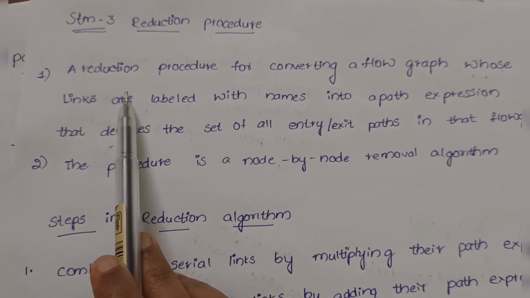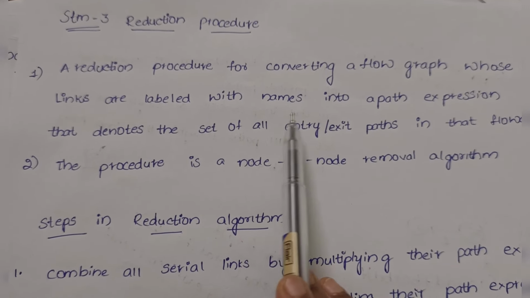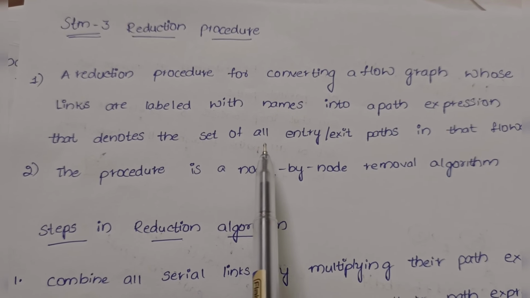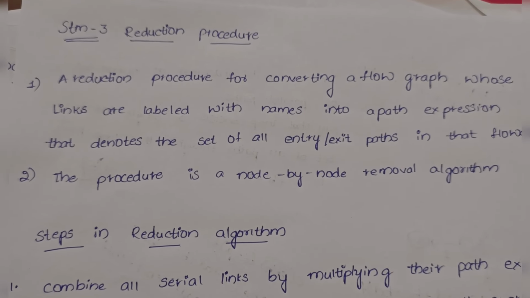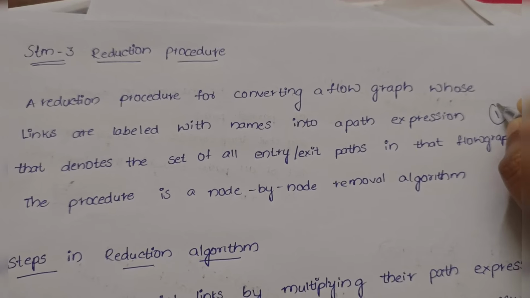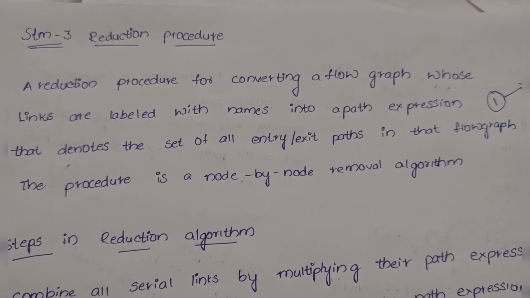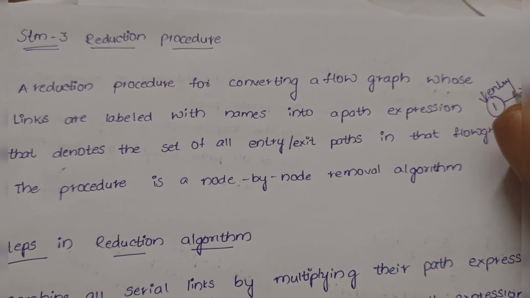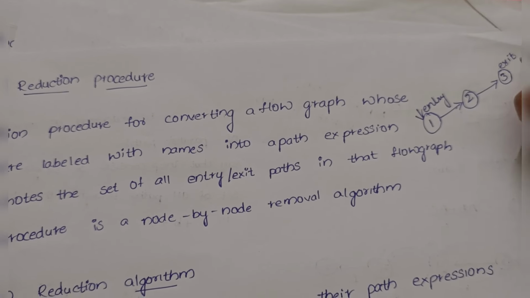A reduction procedure for converting a flow graph whose links are labeled with names into path expressions that denote the set of all entry and exit paths in the flow graph. For a flow graph we have the entry here, and here it is the exit path.